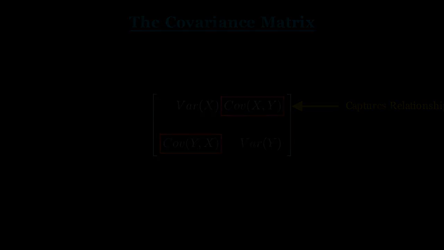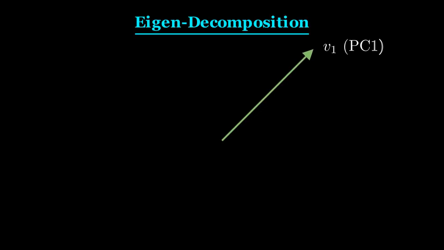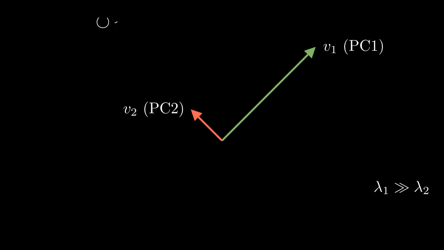Section 4. Eigenvectors and Eigenvalues. We perform an eigendecomposition on the covariance matrix. The eigenvectors represent the directions of the new axes, the principal components, while the eigenvalues represent the amount of variance explained by each component. The first principal component, PC1, always points in the direction of maximum variance.